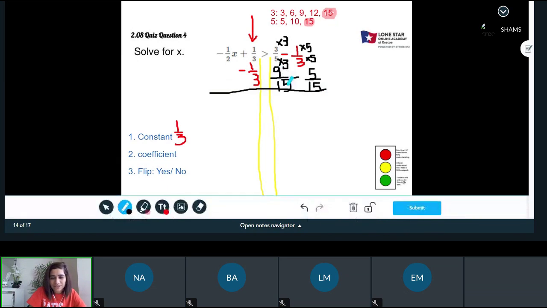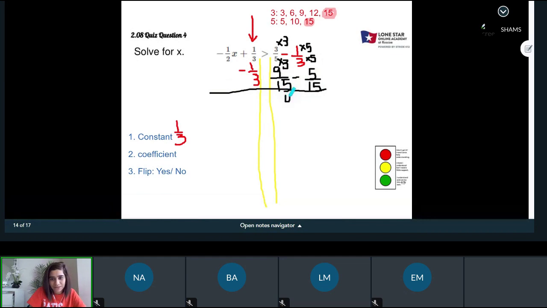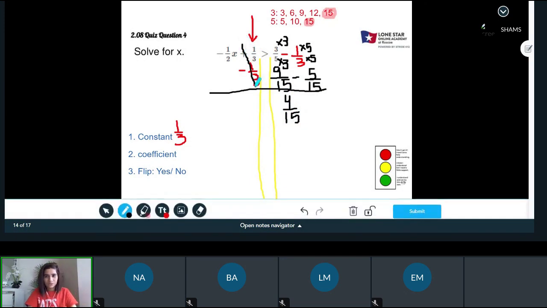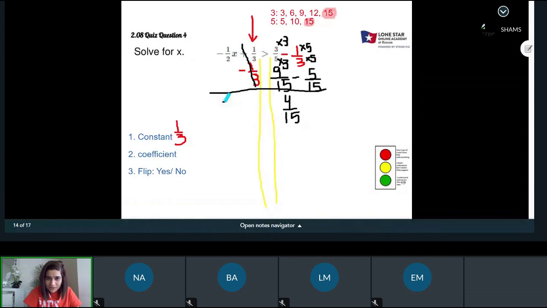I do 9/15 minus 5/15 to get 4/15. And here on my left side, I have 1/3 minus 1/3 gives me 0. And I'm left with negative 1/2 x.